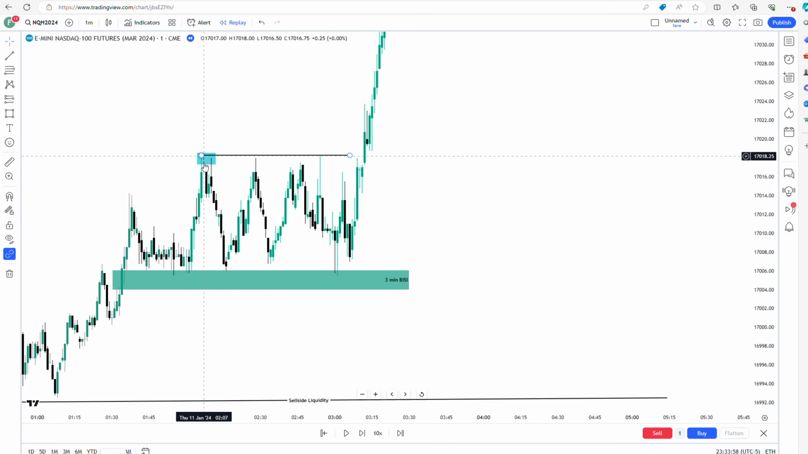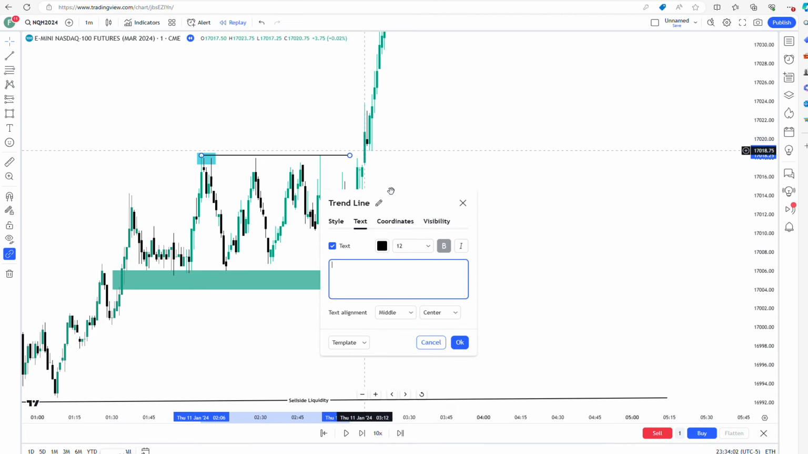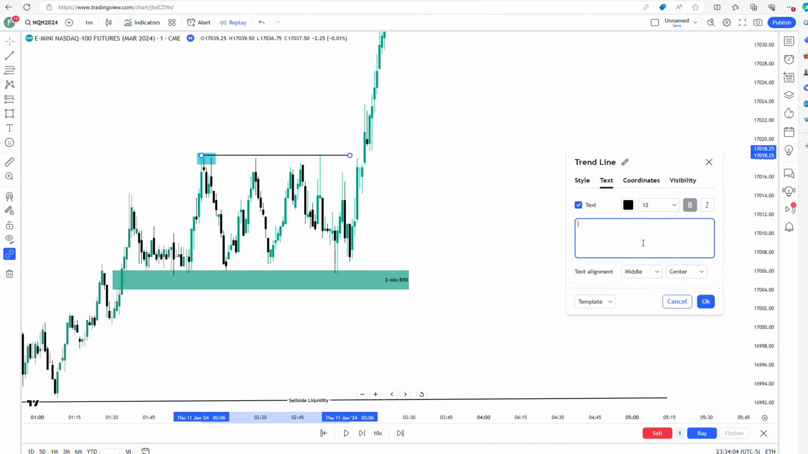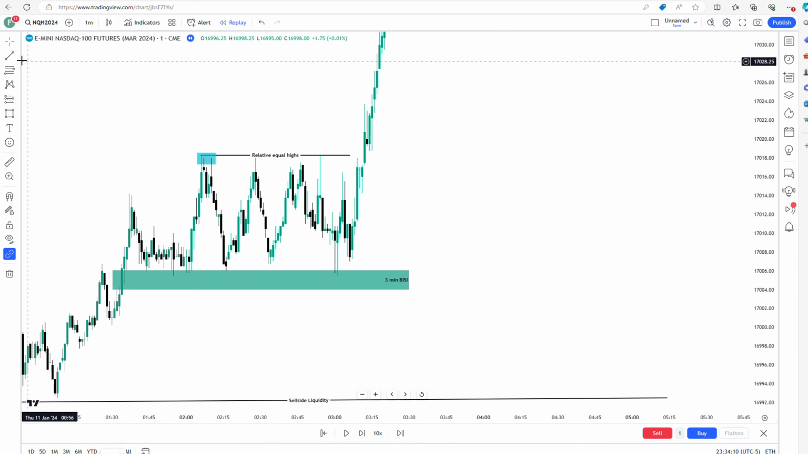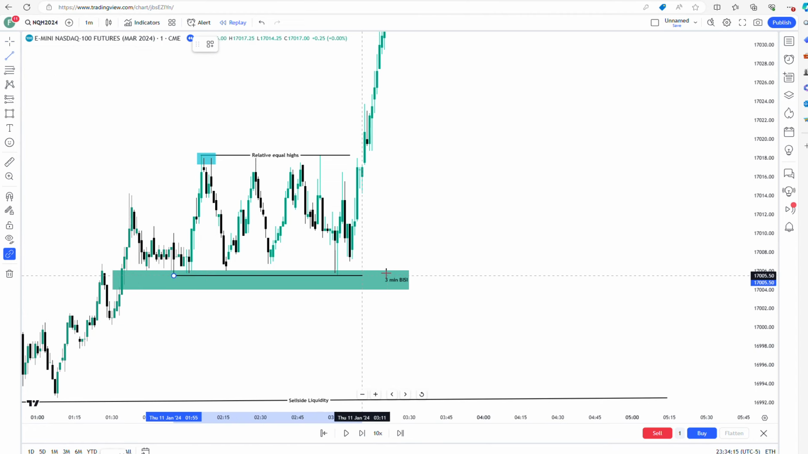See this initial swing high here? We formed relative equal highs here. Now we know that relative equal highs and lows hold a lot of liquidity, right? So I'm going to mark out here relative equal highs. Look what happens below though. Now you might say to me, okay Ruben, what about this swing low and this swing low? Yes, they're also relative equal lows.